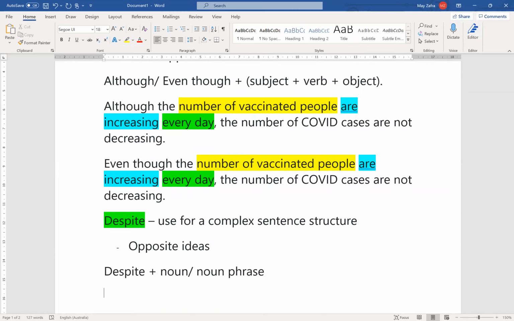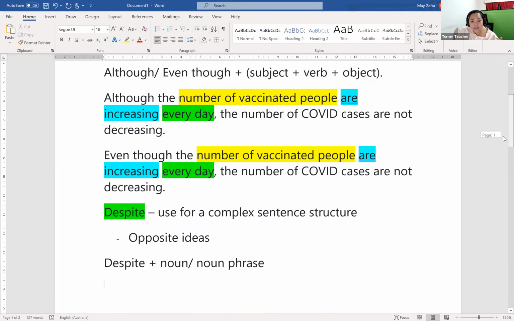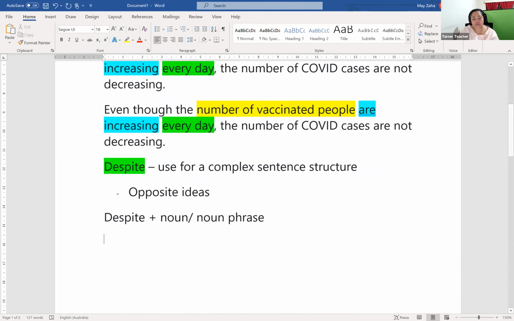So when you are creating the sentence, for example, okay, here, despite, okay, so here, when you are following your sentence, you have to make sure that despite is followed by a noun, okay? So here, despite a number of people being vaccinated.